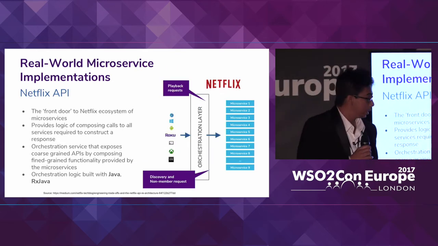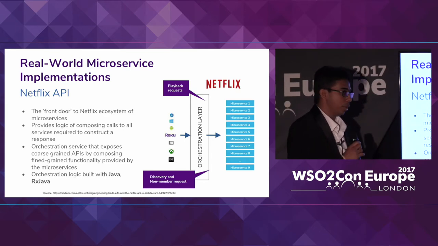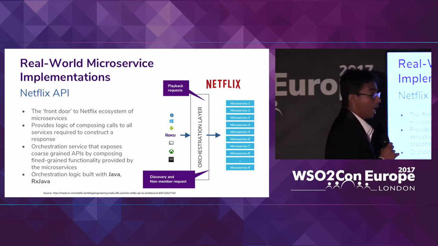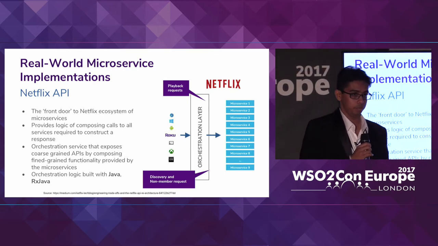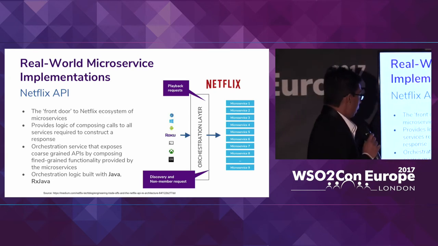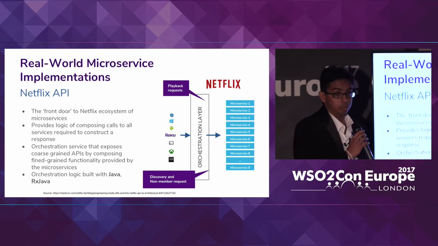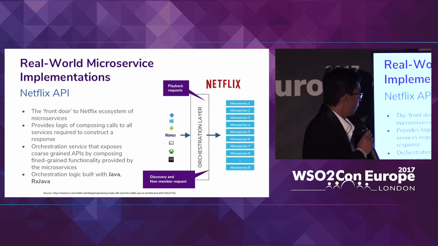Okay, so let's have a look at some of the popular microservices implementations and see how they have implemented the very same architecture. So I would like to start with Netflix. This is actually taken from one of their technical articles on their Netflix API implementation.